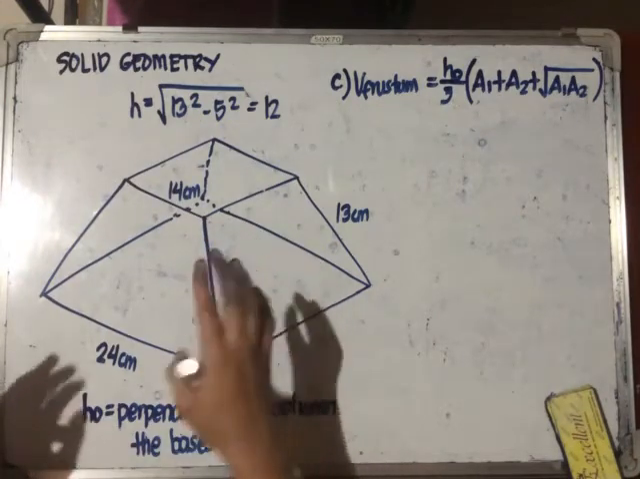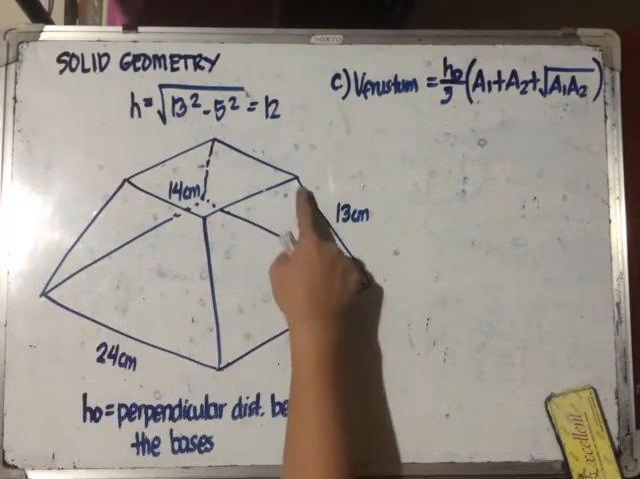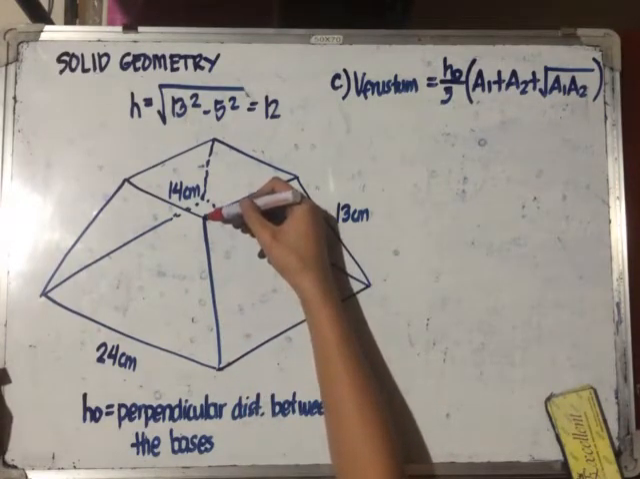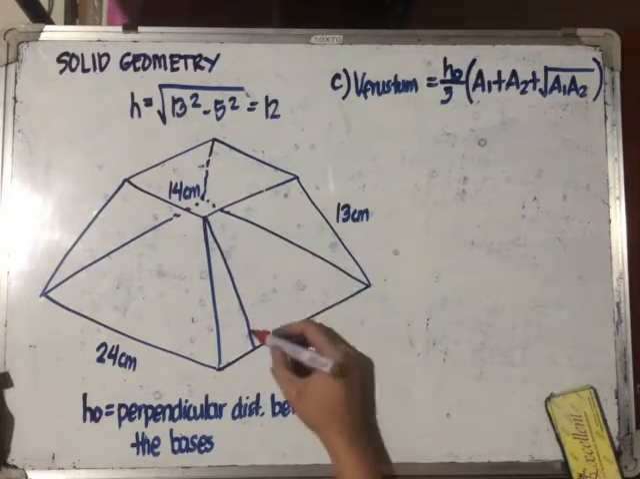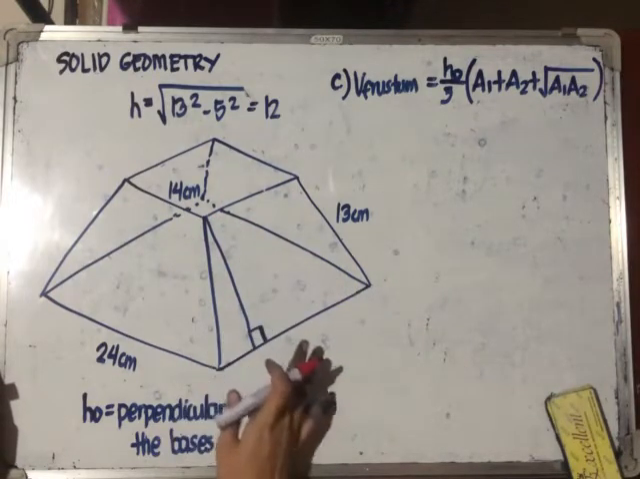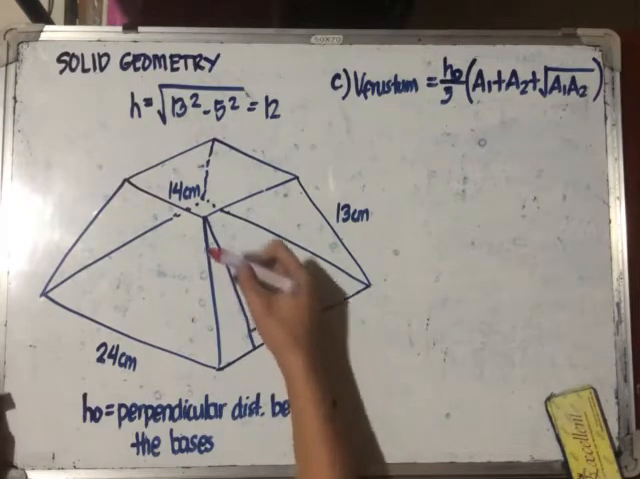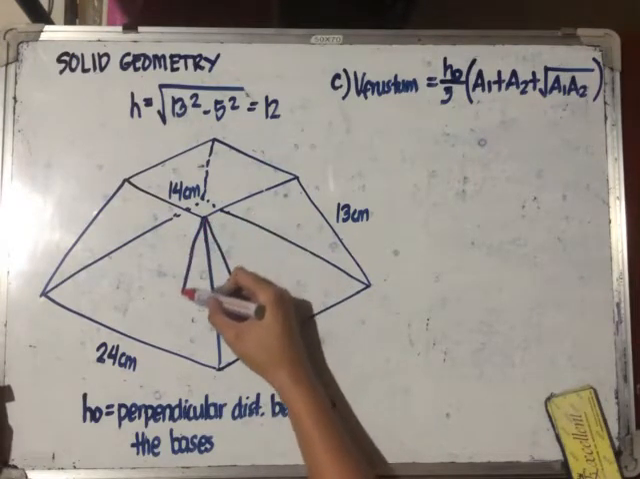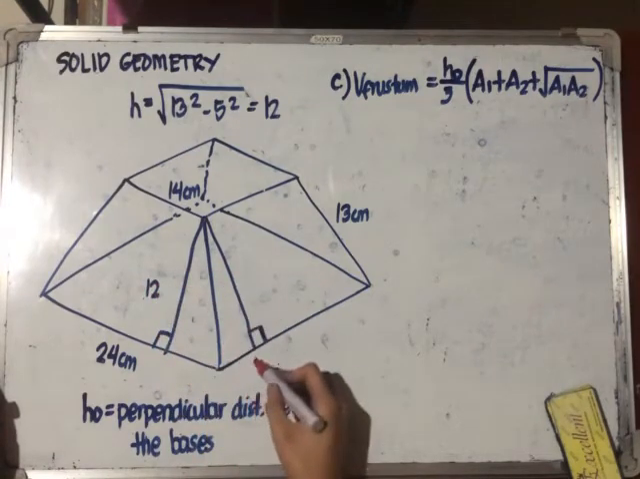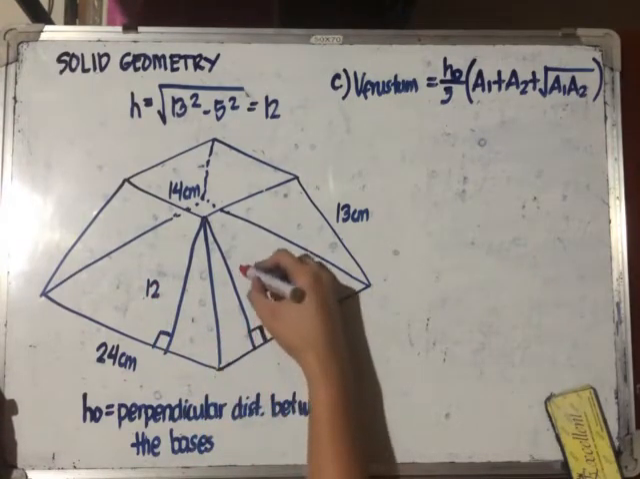Take note, 13 is the lateral edge. It is a slant edge here. And 12 is here, perpendicular distance to the side, right? Okay, so another 12, I can drop another 12 here. That's 12. This one is 13. This one is 12.